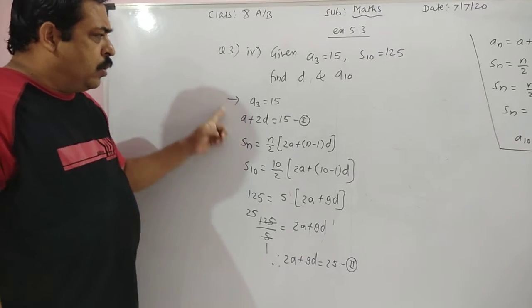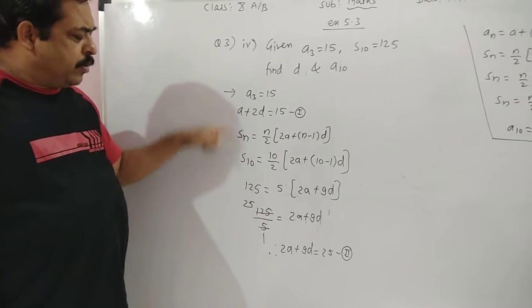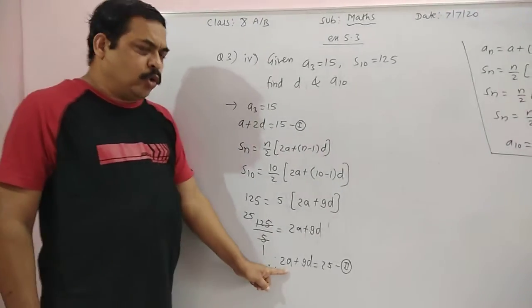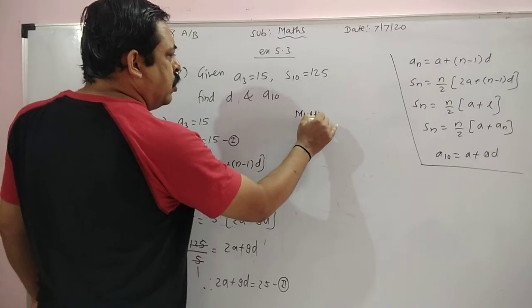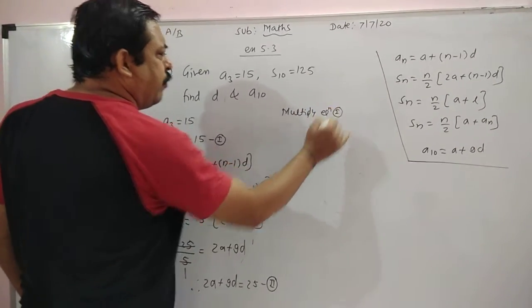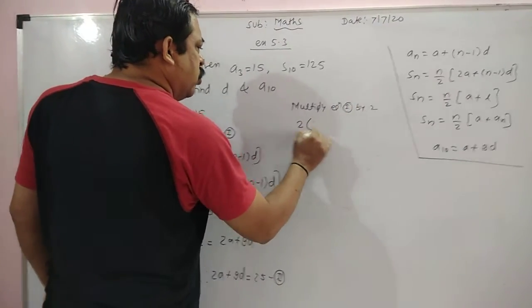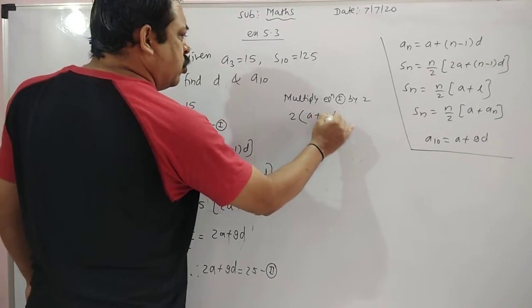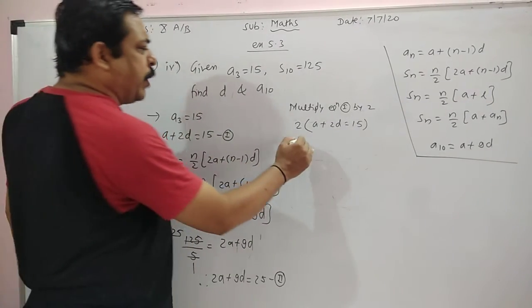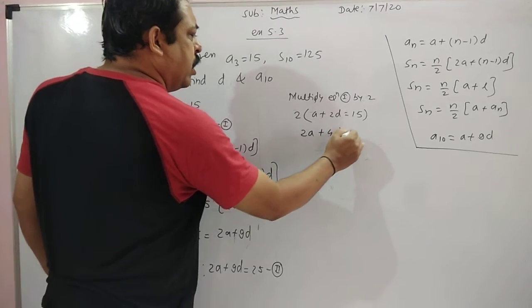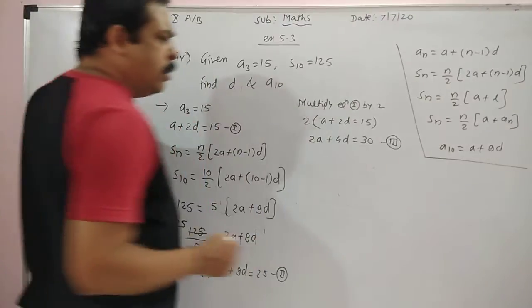Now we have to simplify these two equations. We have to find the value of d. Therefore we are going to eliminate a variable. Here the coefficients of variable a are not the same, therefore multiply equation 1 to make the coefficients of variable a the same. We multiply equation 1 by 2. 2 in bracket a plus 2d is equal to 15. Multiply by 2, 2a plus 4d equal to 30. Denote this as equation number 3.